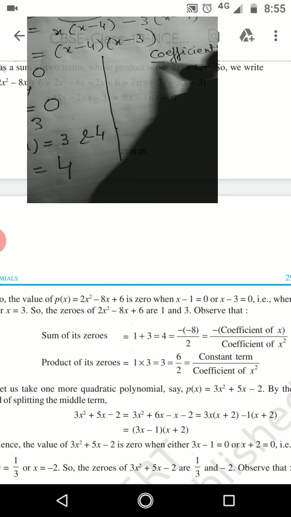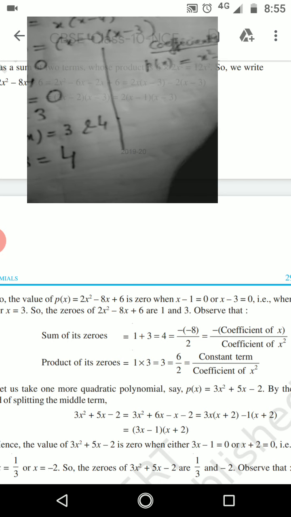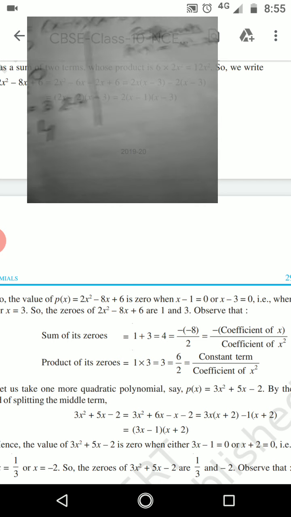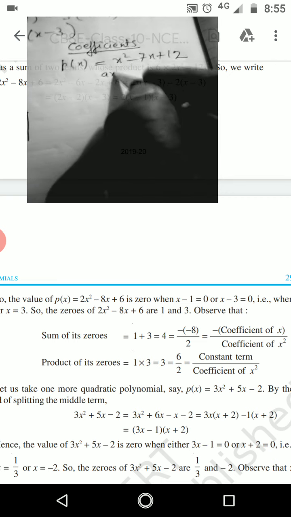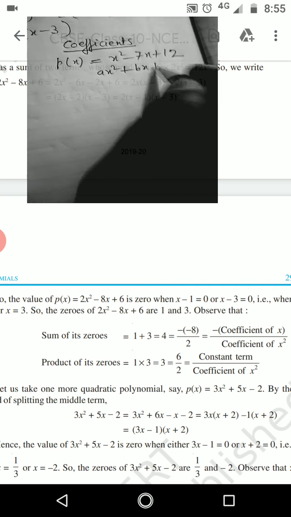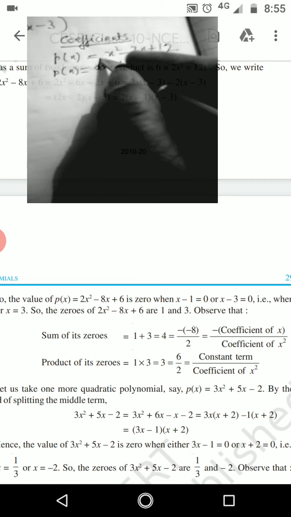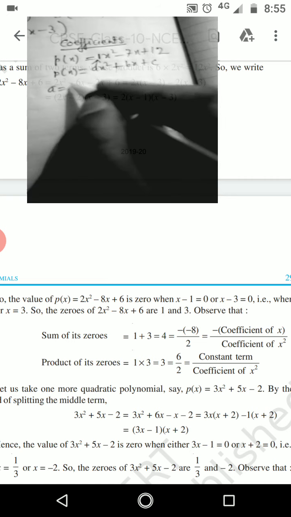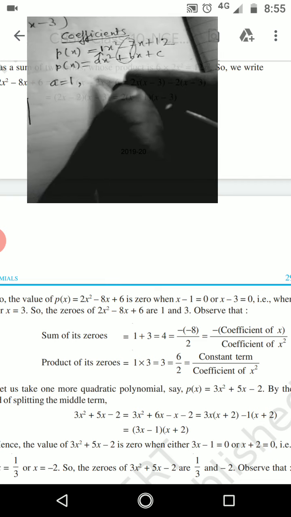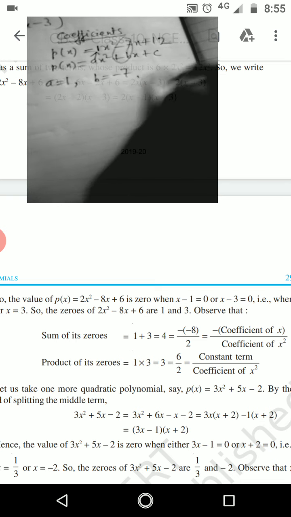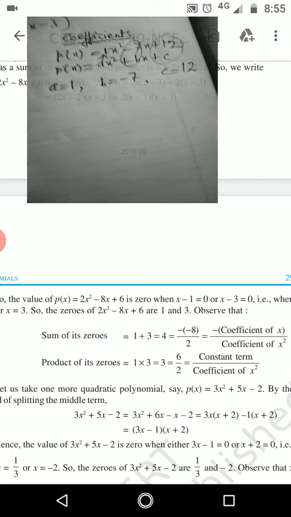So now the second part, here I am selecting the coefficients. The polynomial is x square minus 7x plus 12, and by comparing it with the standard form we can compare: a is 1, the first coefficient, b is minus 7, and constant term c is plus 12.